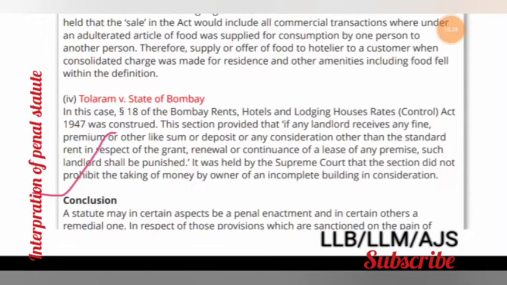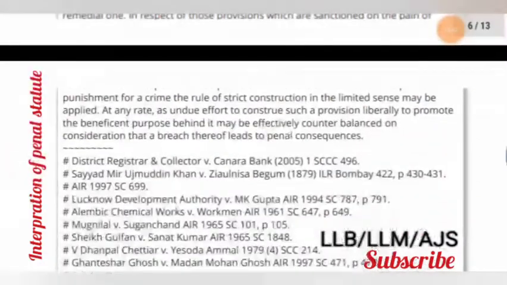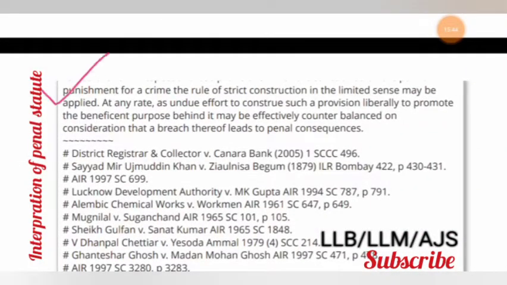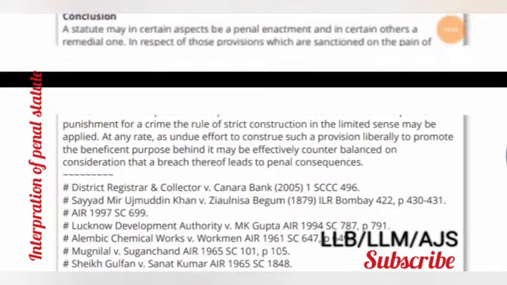Conclusion: a statute may in certain aspects be a penal enactment, in certain others a remedial one. In respect of those provisions which are sanctioned on the pain of punishment for a crime, the rule of strict construction in the limited sense may be applied. At any rate, an undue effort to construe such a provision liberally to promote the beneficial purpose behind it may be effectually counterbalanced by the consideration that breach thereof leads to penal consequences. So this was the conclusion.